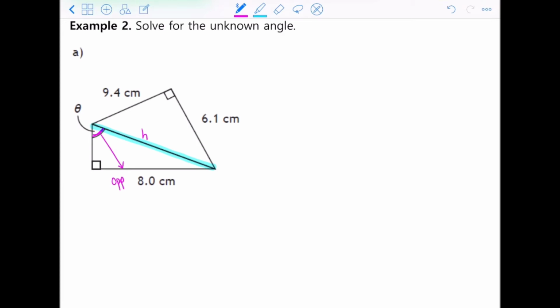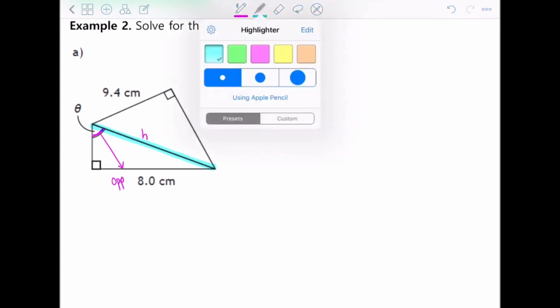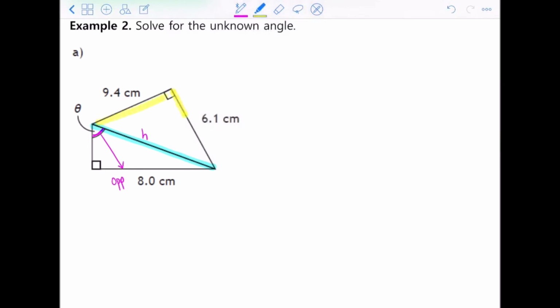And we could look for H using the Pythagorean theorem, because now we have two sides with the values given to us. So we can actually just punch it into a formula and figure it out. All right, so let's take a look at the Pythagorean theorem. The formula is 9.4 squared plus 6.1 squared equals h squared.